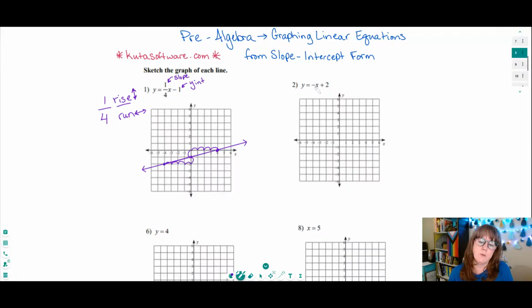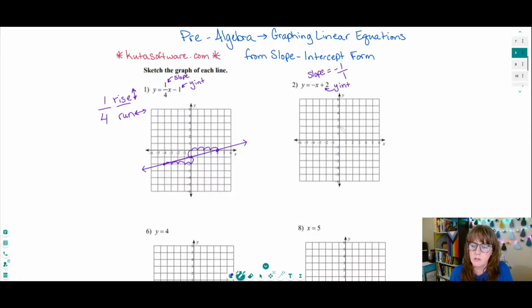Problem 2 is y equals negative x plus 2. I wanted to make sure to include this one in particular because a lot of students get tripped up when they don't see an actual number in front of the x. When we see a negative, that is just a negative 1. When we don't see a number in front of any variable, it's an understood 1. So our slope is negative 1, and I'm going to write that as a fraction, negative 1 over 1. This is one of those times where we actually want fractions. And then our y-intercept is at positive 2.